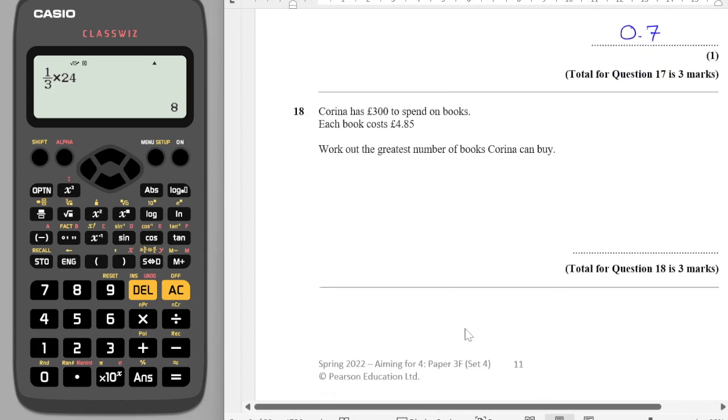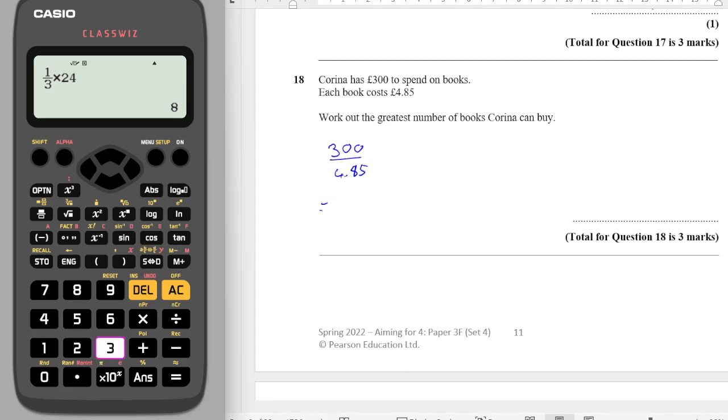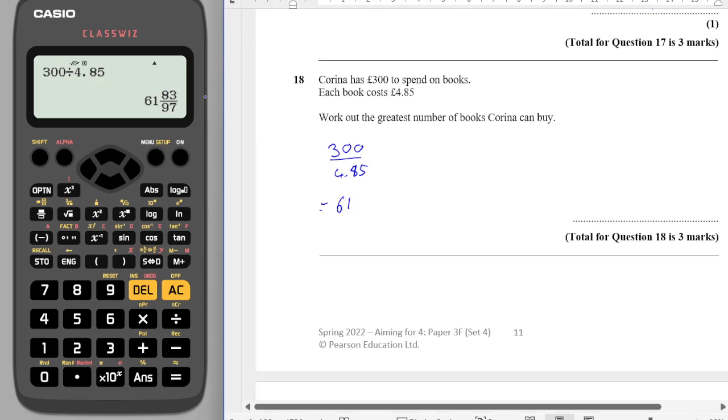Okay, question 18. Corinne has £300 to spend on books. Each book costs £4.85. Work out the greatest number of books that she can buy. So we're going to go 300 divided by 4.85. And we should get a decimal as our answer. Okay, what I'm going to do is convert that into a mixed fraction just for ease. So we can buy 61 books and then we'd have a fraction left over, 61 and 83 out of 97. So she can buy 61 books.